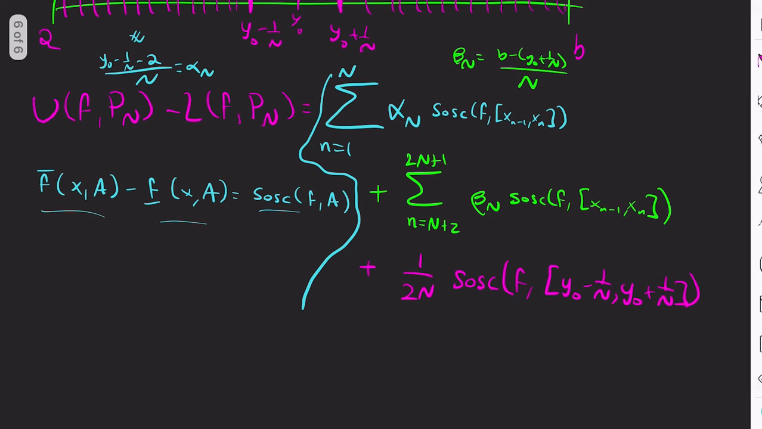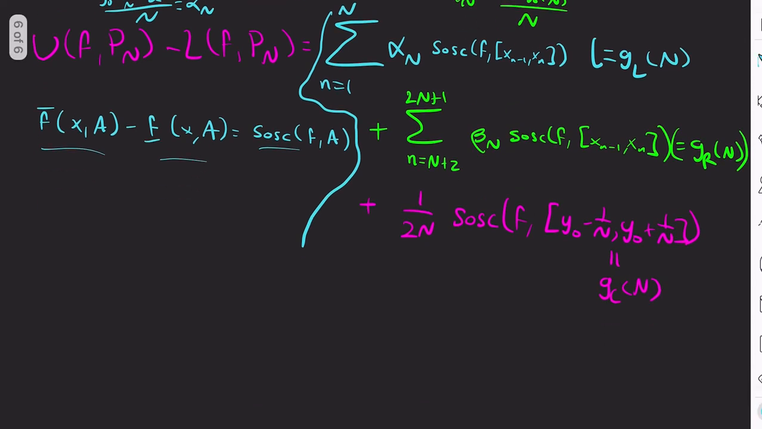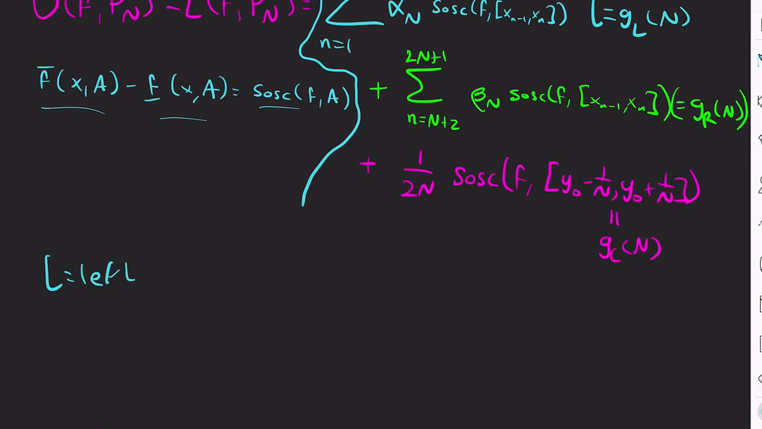Okay, so I'm going to call this term GL of n. I'm going to call this GR of n. And I'm going to call this GC of n. So L is left, R is right, C is center. Note the limit as n goes to infinity of GL of n is 0.